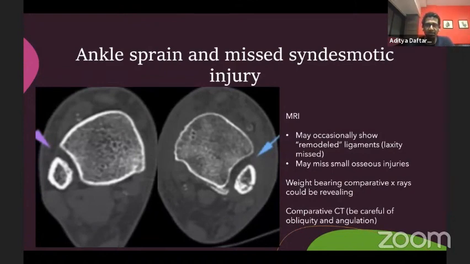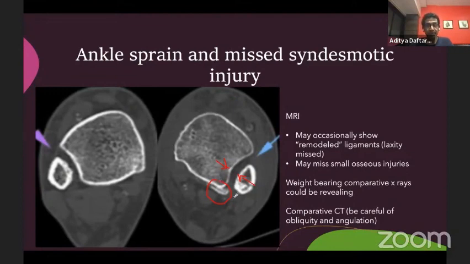And in that case, a CT is helpful because you can compare both sides simultaneously. You can see that there's widening of this syndesmosis on the symptomatic side as compared to the asymptomatic side. And then along with that widening, you can see that there's this little posterior avulsion along the posterior aspect of the posterior malleolus. So this would be something that would be a missed syndesmotic injury. So you missed an injury that you hadn't seen before, and CT would show this.